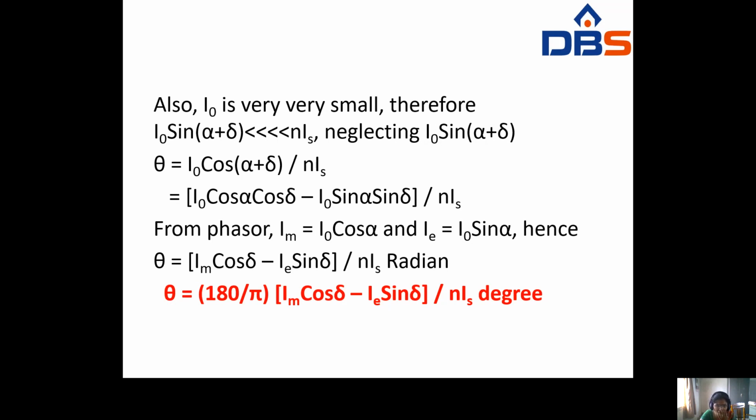So I naught cos alpha means you have to write Im, I naught sin alpha means IE. So at that time the phase angle formula becomes Im cos zeta minus IE sin zeta by n into Is, in radians. So theta will be measured in radians. Whenever you have to convert this formula into degrees, you have to multiply theta by 180 by pi. So theta is equal to 180 by pi into Im cos theta minus IE sin theta by n into Is, in degrees. Okay, this is the phase angle of the current transformer.